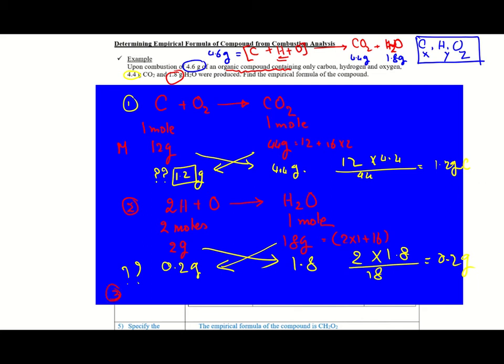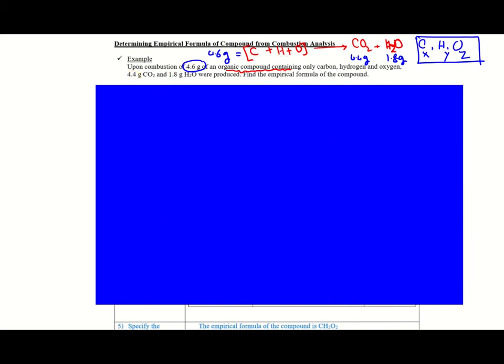Number 3. So now we got the mass of carbon reacted and the mass of hydrogen reacted. What's left is the mass of oxygen reacted in the compound. To get the mass of oxygen, very simply, you subtract the total mass of the compound minus the mass of hydrogen and carbon together. You will get the mass of oxygen used. Then we need to use those values to find the empirical formula of the compound.